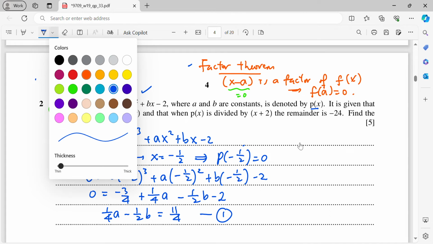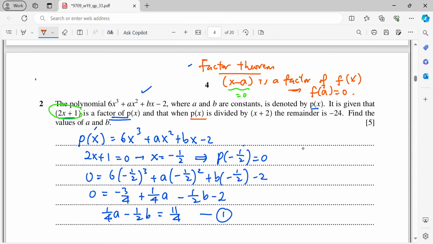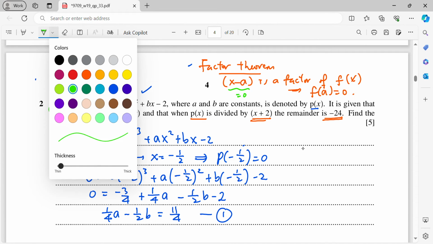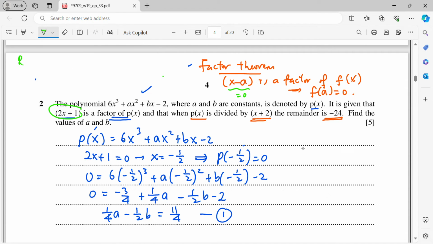Now, the next key term is when p(x) is divided by x plus 2, the remainder is negative 24. So the remainder has to be referred to the remainder theorem.